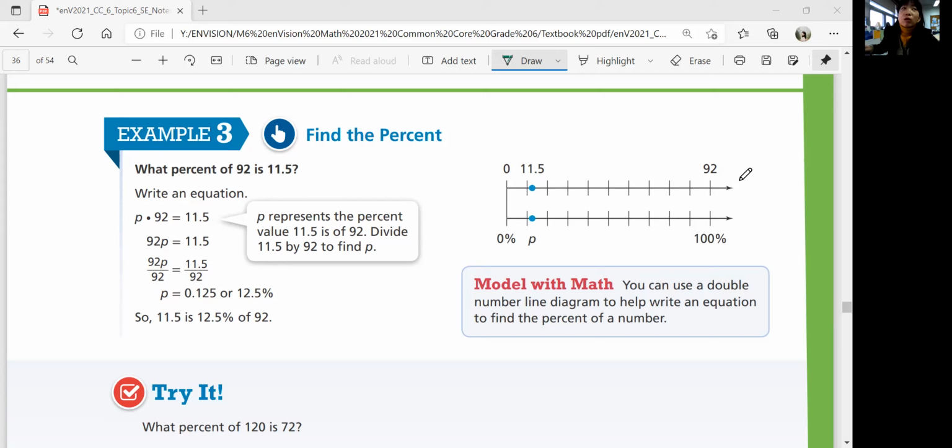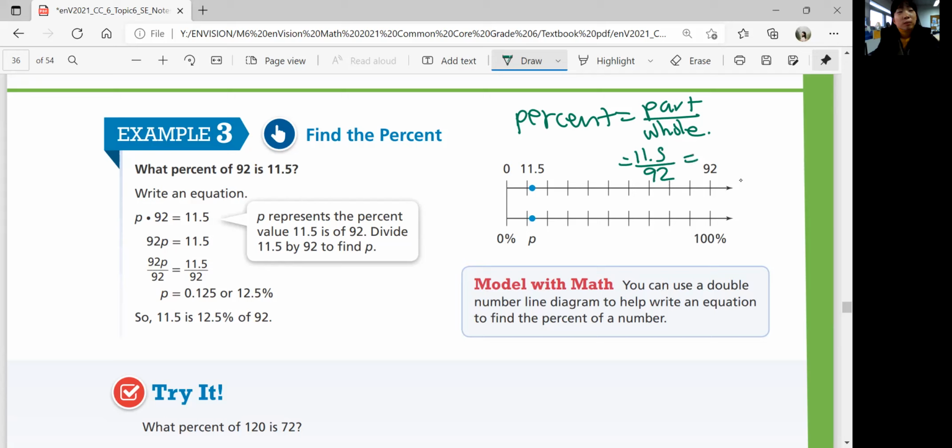How do you figure this out? You're going to use the same equation. Remember that percent is part divided by whole. We already know the part and the whole in terms of number, and we want to find the percentage. You just divide part by whole, quite literally. So 11.5 divided by 92 will give you a decimal equivalent to the percent, and that's going to be 0.125. And what is that in percentage? Multiply that by 100 and you get 12.5%.